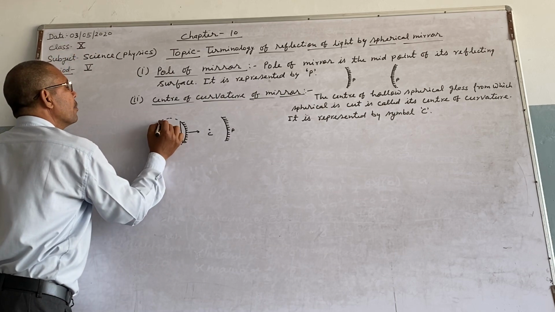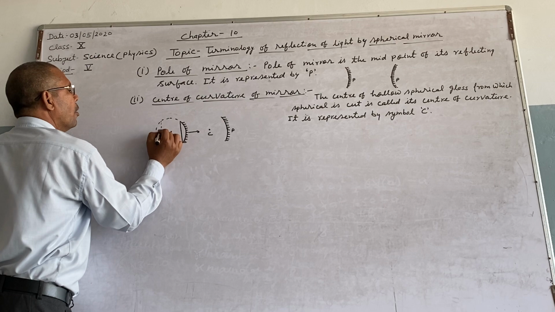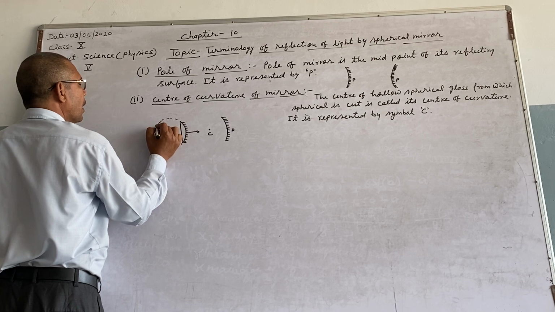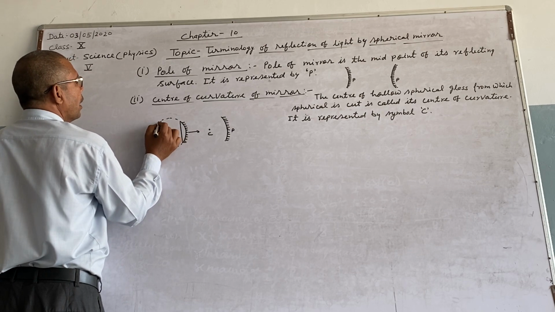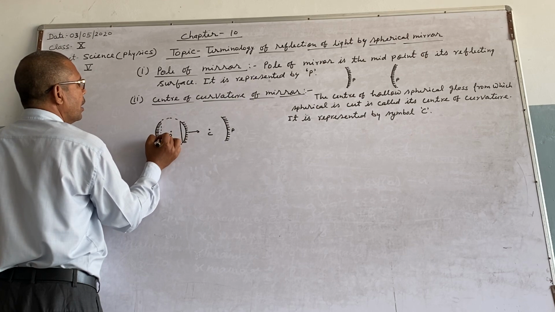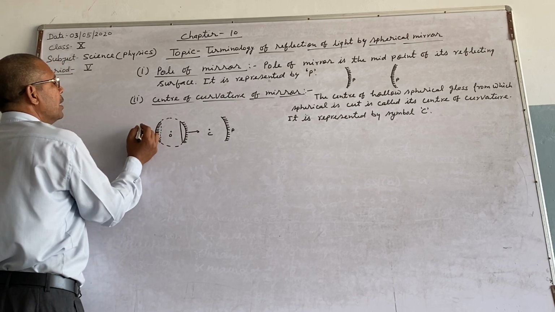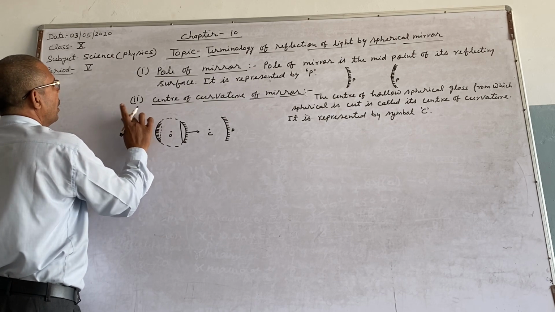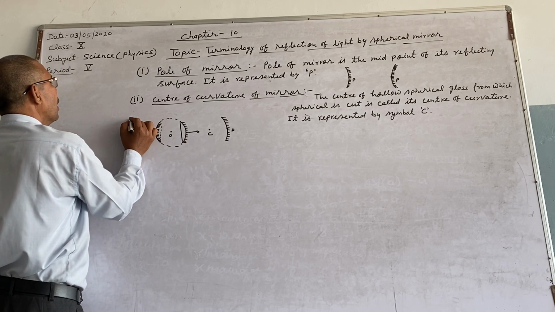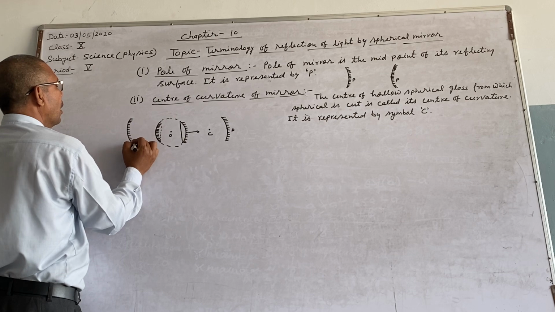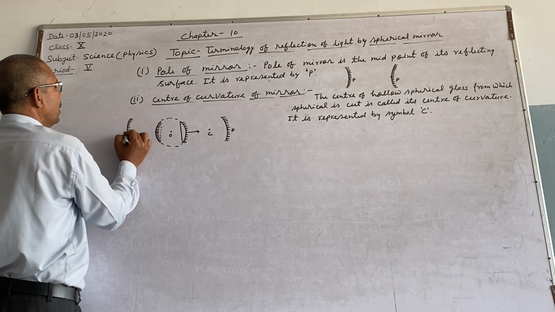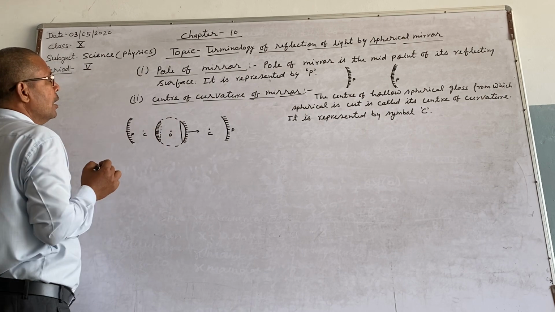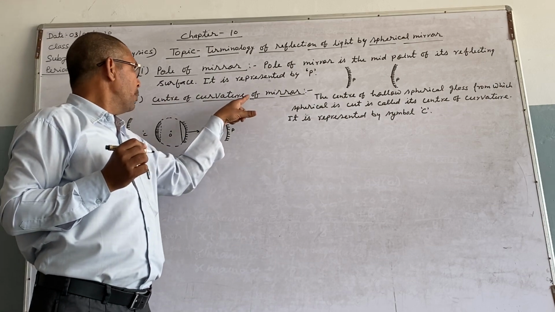Similarly, if you cut a spherical glass from this surface and its inner wall surface is painted, then it becomes convex mirror. Here in this case, this is pole and this is center of curvature. See, so this is the concept of center of curvature of mirror.